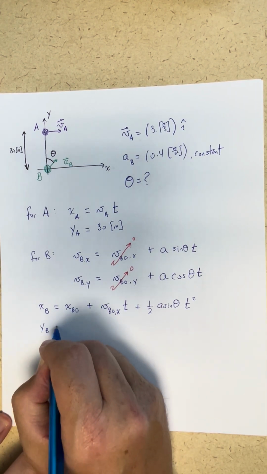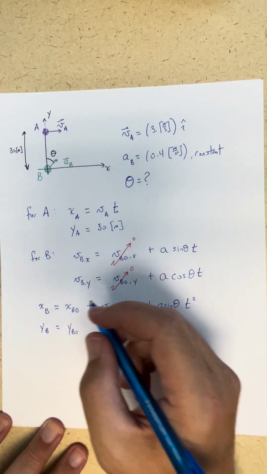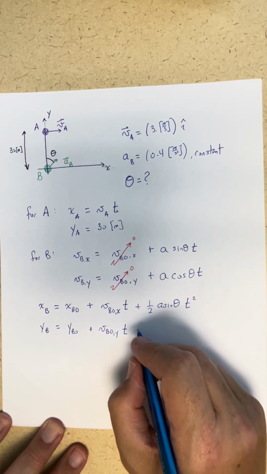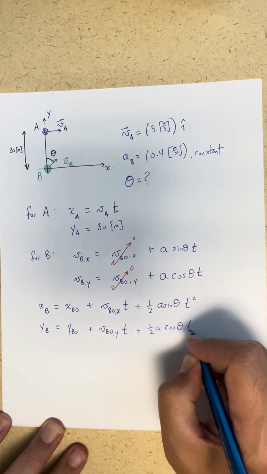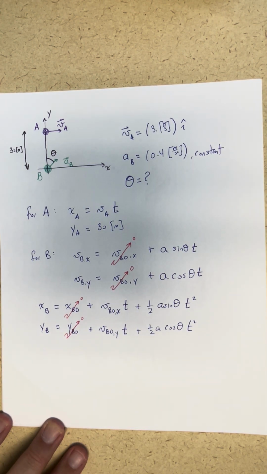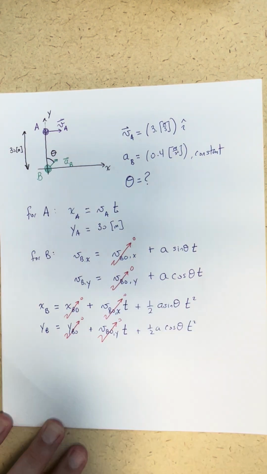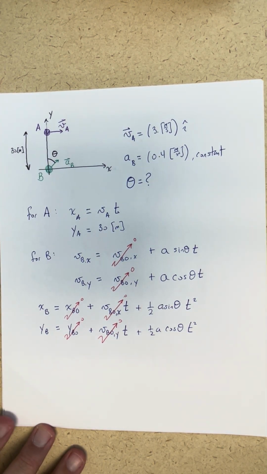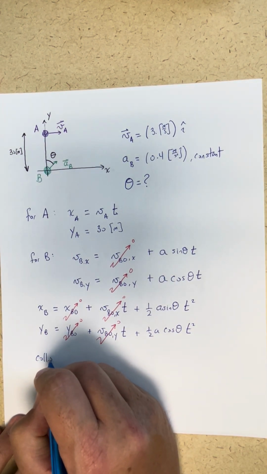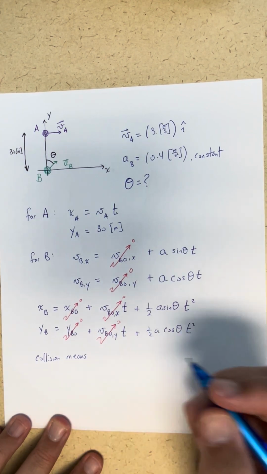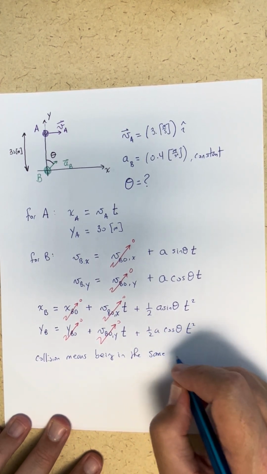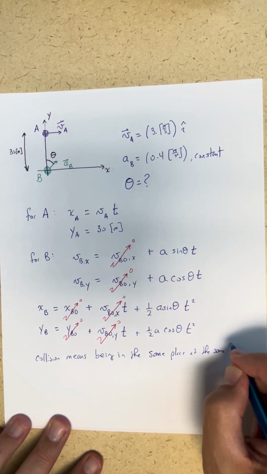And we have a similar looking equation for the y component. The b0 y component times time plus a half a cosine theta times t squared. And I can throw away a bunch of terms because we're measuring relative to the origin, and puck B has no initial velocity. All right, and then one of our pieces of insight from working out this problem is concluding what a collision means. Collision means being in the same place at the same time.